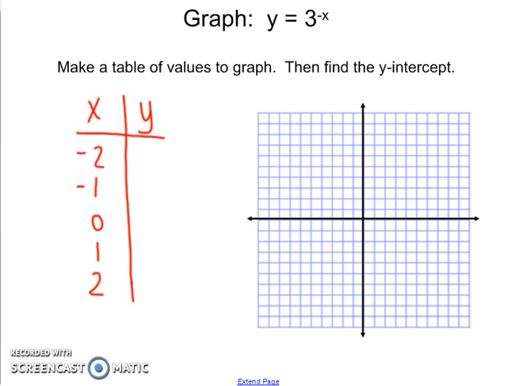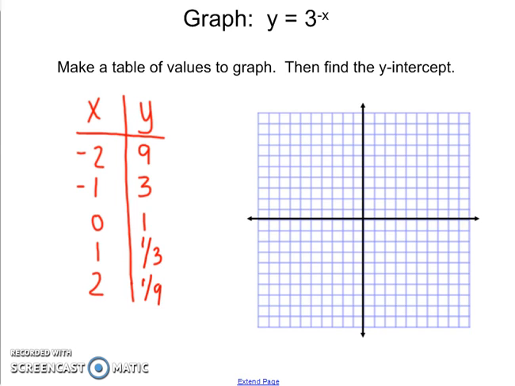Now when we plug this in, because the exponent's a negative, 3 to the -x, when I plug in -2 for x, that becomes a -(-2), which becomes a +2. So when I plug in -2, I get 9. 3 to the -(-1) would be 3 to the first, which is 3. 3 to the -0, that's just going to be 1. 3 to the -1 is going to be 1/3. And 3 to the -2 is going to be 1/9.